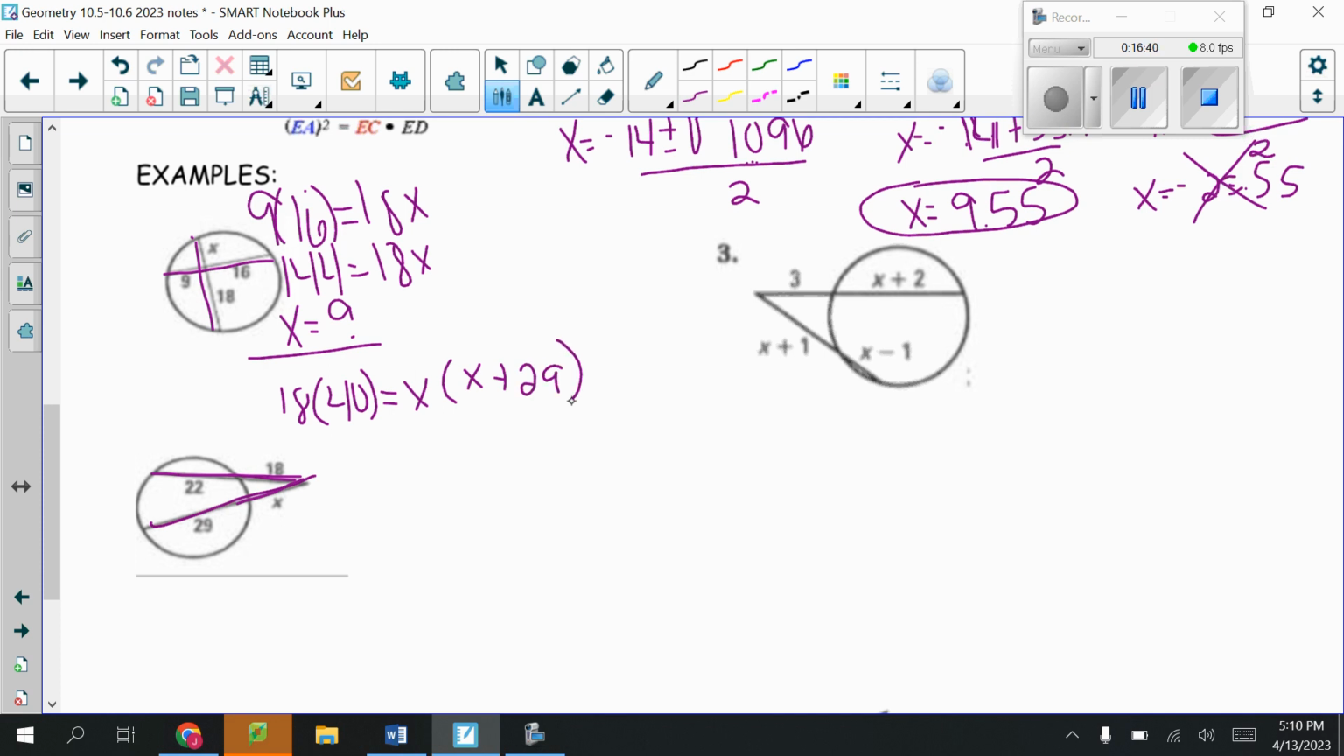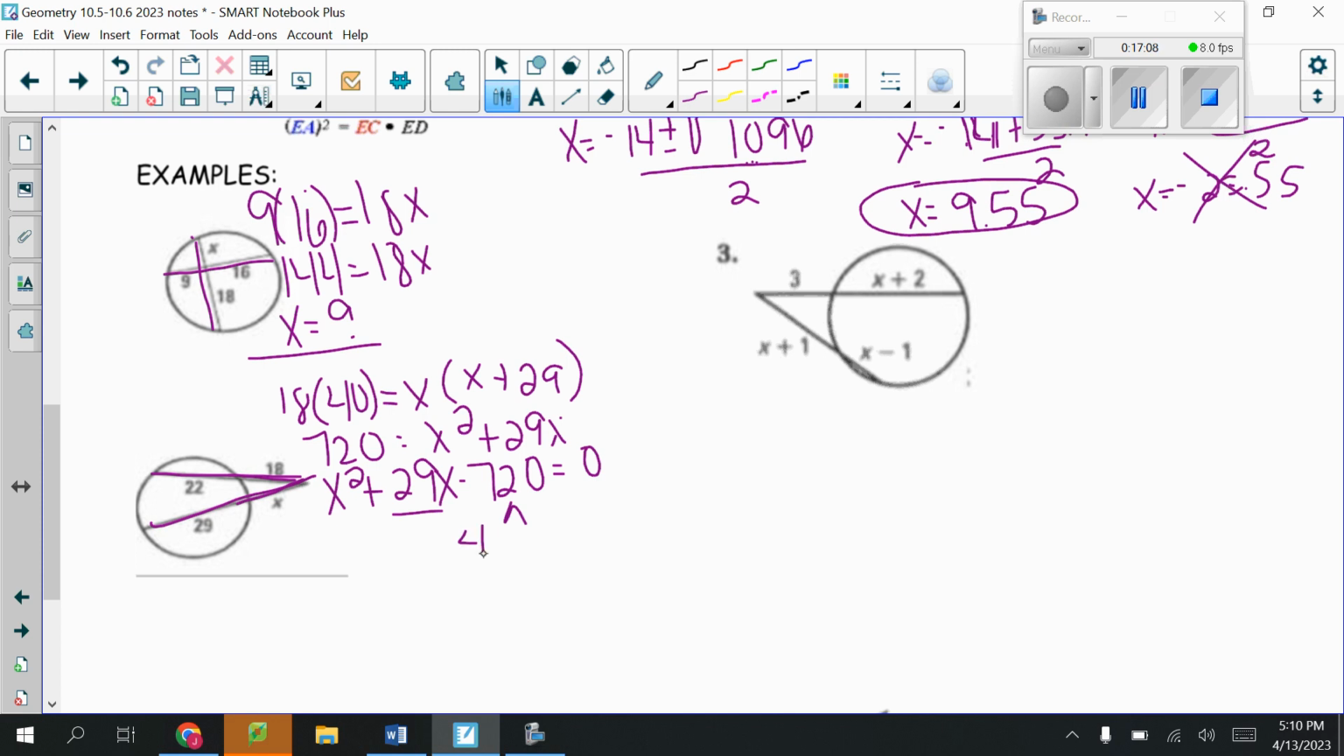So on this side, 18 times 40 is 720, equals x squared plus 29x. Again, my x squared won't go away, so I want everything on the same side. X squared plus 29x minus 720 equals 0. Again, I'm looking at factor or quadratic formula. So first I'm going to see, can I factor? I'm looking for 2 numbers I can multiply together to get negative 720, but add to get positive 29.